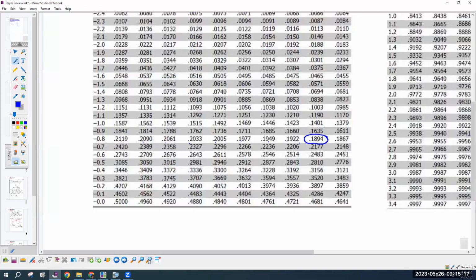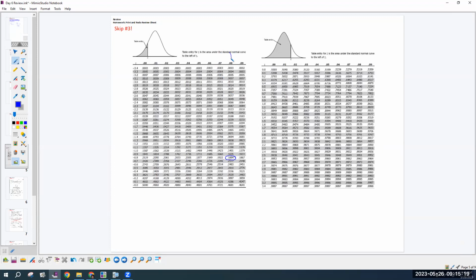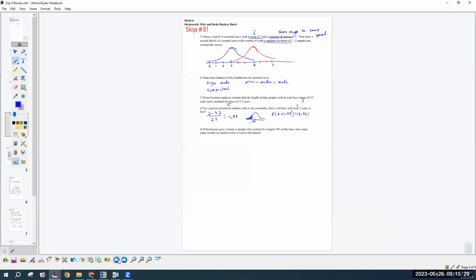Again, let me make it a little bigger. So again, I'm looking at on my table, negative 0.8 and 0.08. And I can just use that number because it is less than.